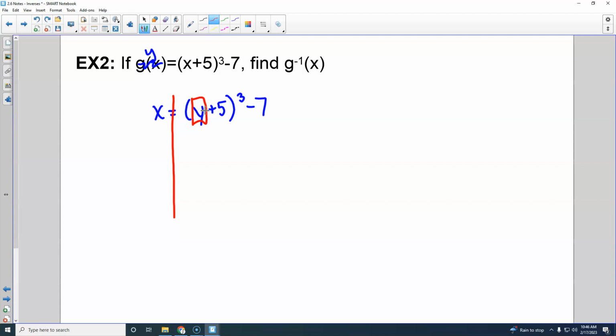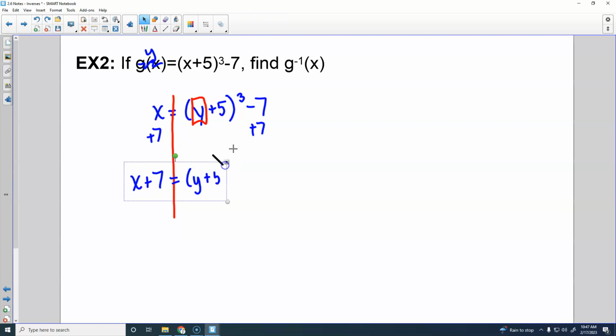So, Troy, what's the first thing you would do to solve that for y? Very good. That is what we should do. So we got x plus 7 equals y plus 5 to the 3rd power. Ugh. This thing does not like it when I write 5s. I don't know why. All right. Maggie, what do you think we would do next?